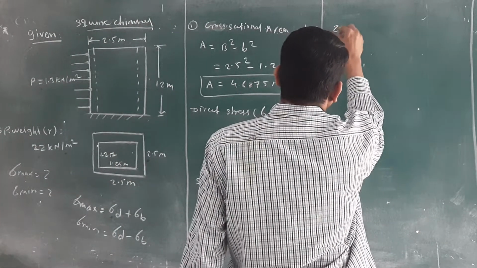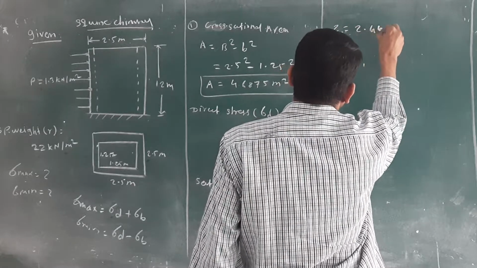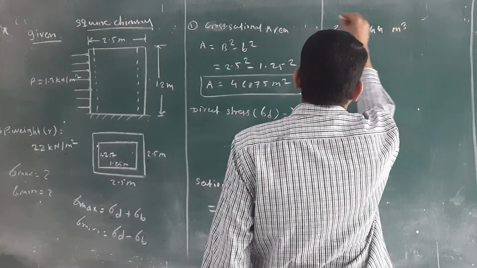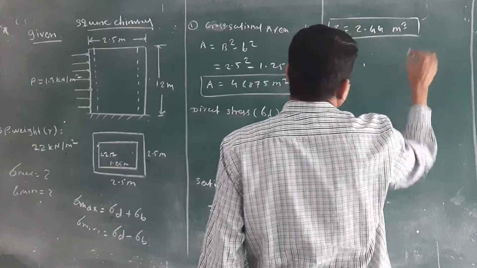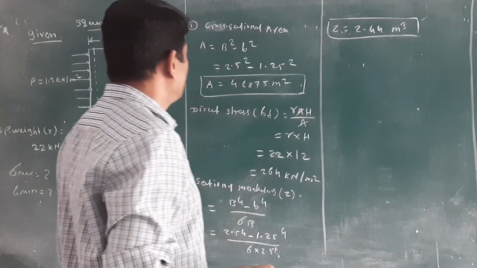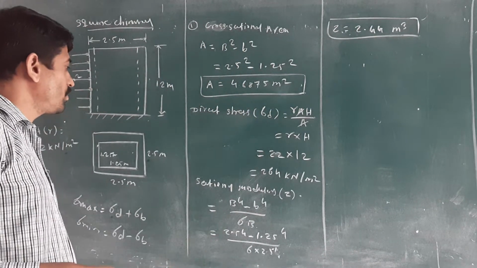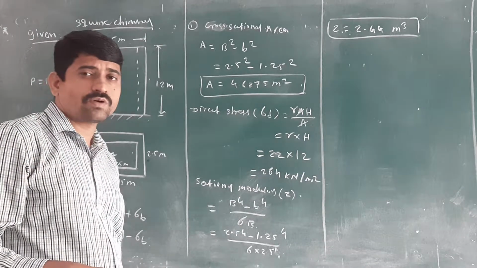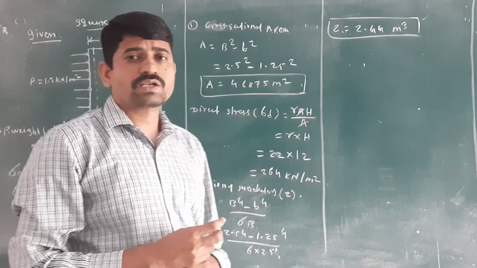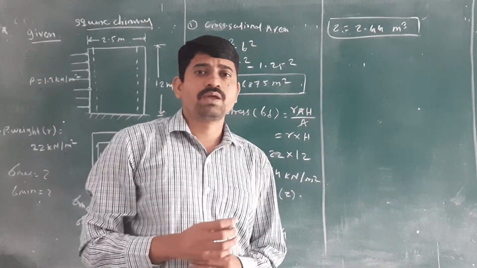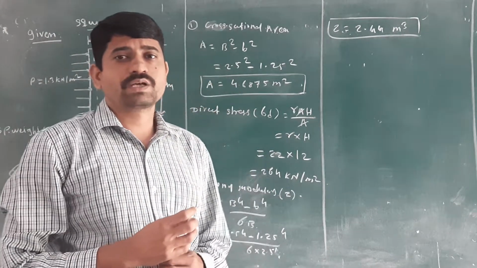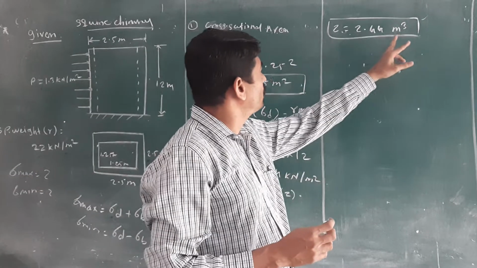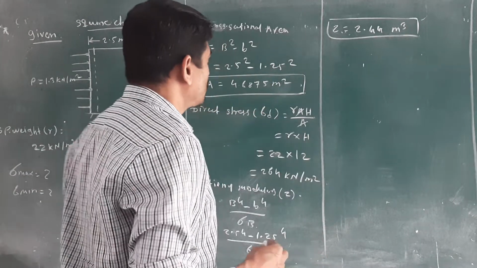Z is equal to 2.44. What is the unit? Meter cube. All of you know this. What is the unit of sectional modulus? Z is equal to I by y, so what is the unit of moment of inertia? Meter raised to 4, divided by y. What is the y unit? Meter. That's why you will get meter cube for the sectional modulus.